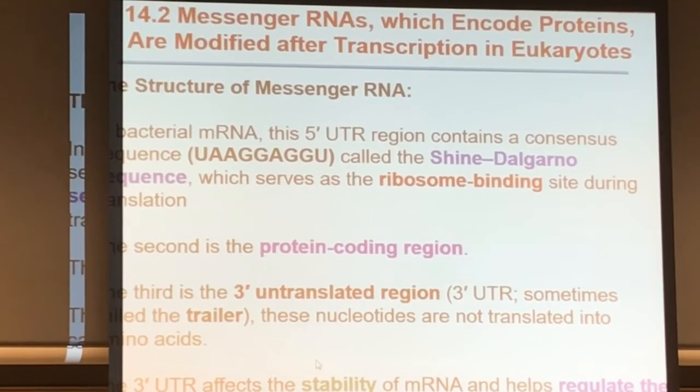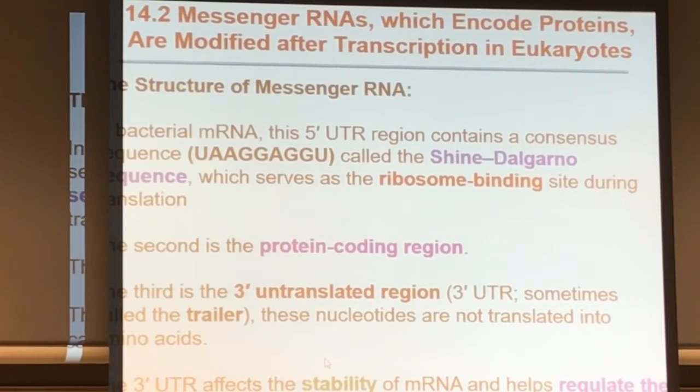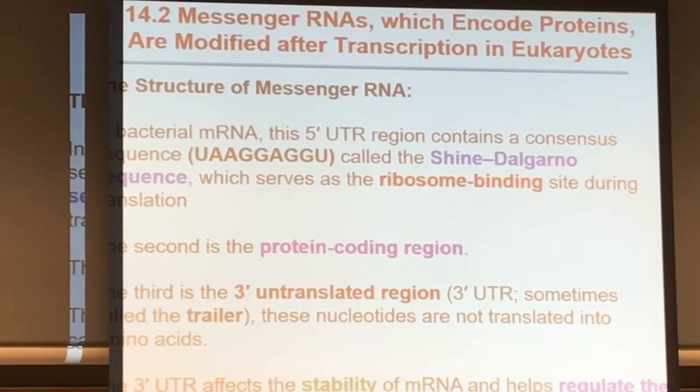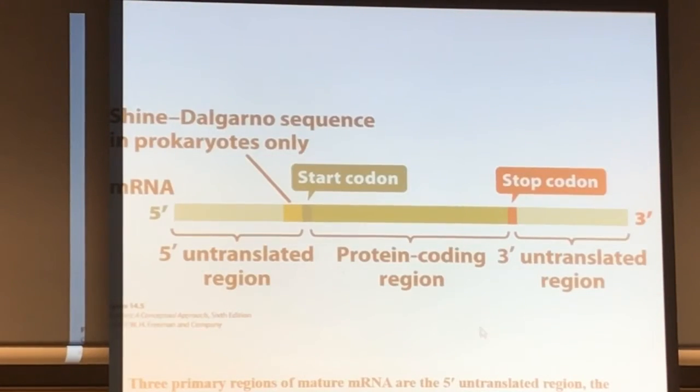The 3' region is also known to affect the stability of the RNA. For that reason, the 5' region is also known to affect the stability of the RNA. And then later, since this is not eukaryotic, I'll not speak on it.